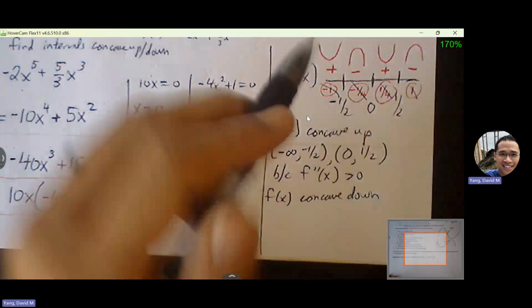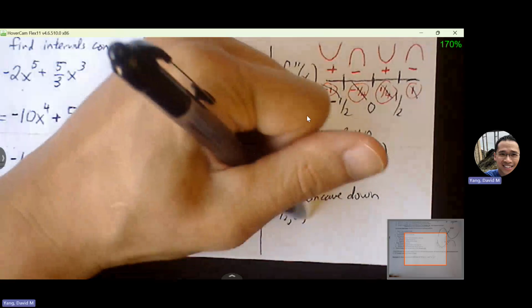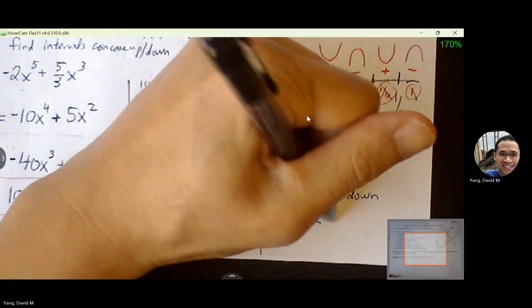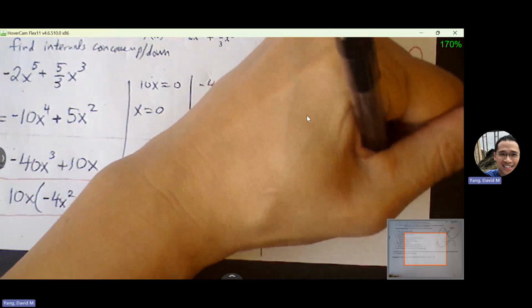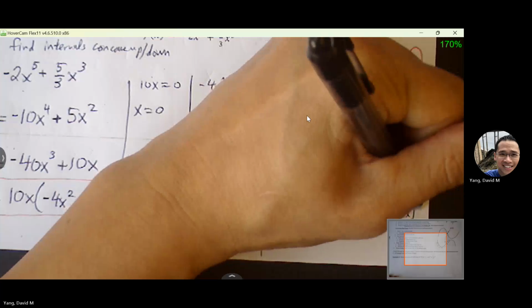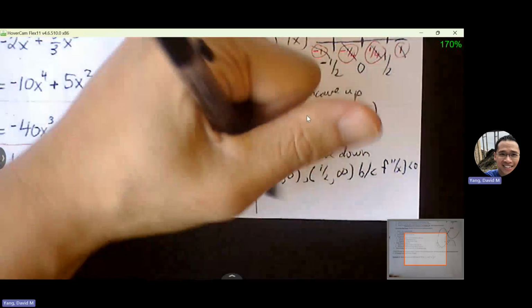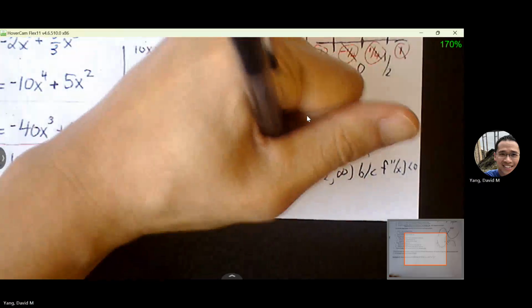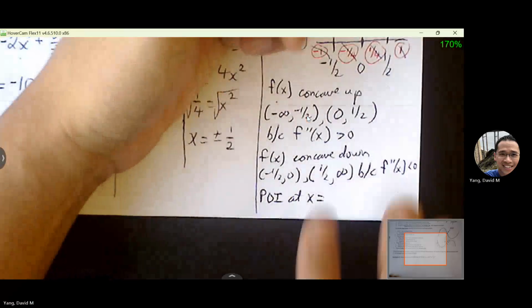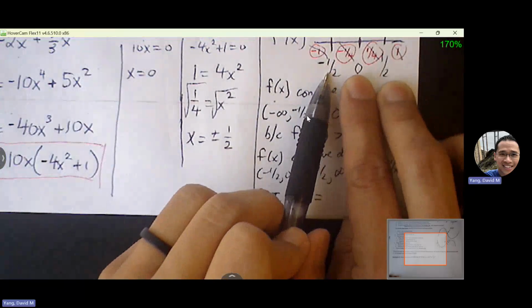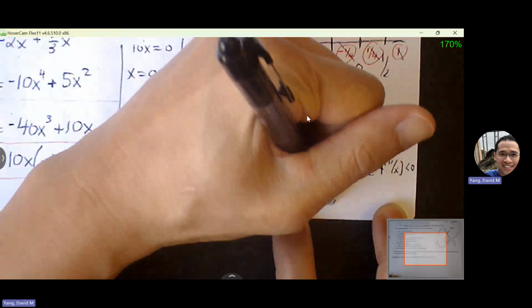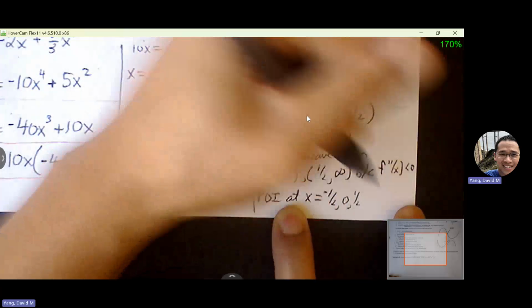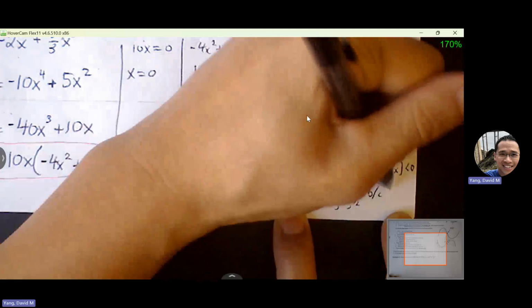So I have two intervals here, -1/2 to 0, union, and our reasoning is because f double prime is less than 0. And finally, point of inflection. If we were to find the ordered pairs, where would you plug these into? The original. But right now, I'm just going to indicate the x values. So -1/2, 0, 1/2. And our reasoning is because f double prime changes signs.